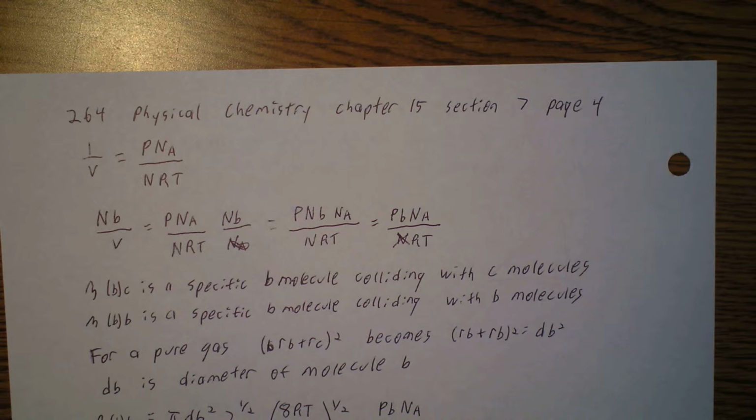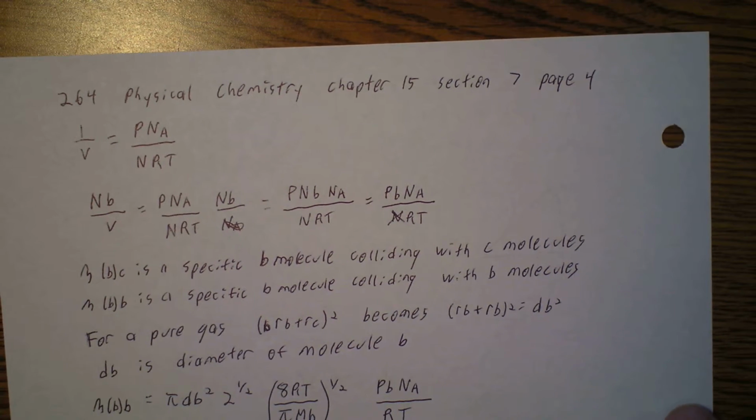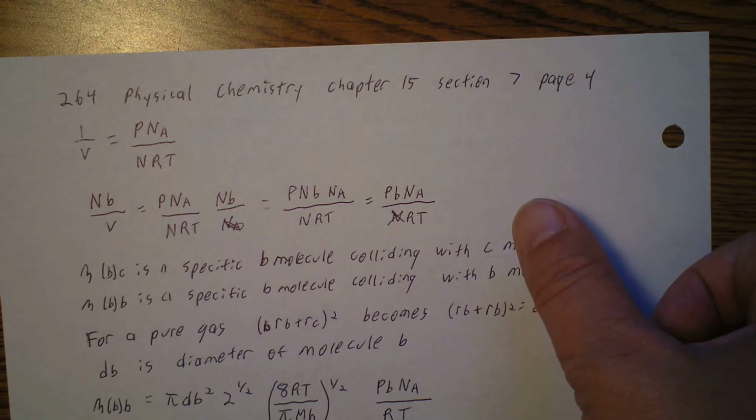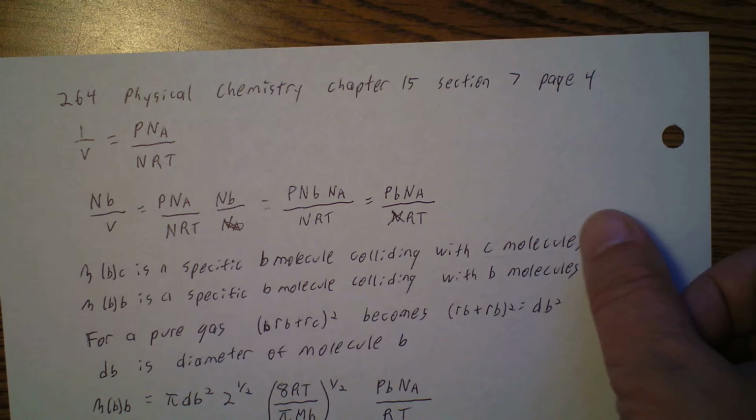So we get NB over V is equal to P NA over nRT times the number of molecules of type B. That's going to be equal to the pressure times the number of molecules of type B times Avogadro's number divided by the total number of molecules times RT. And that's just going to be equal to the pressure of molecule B times Avogadro's number divided by RT.